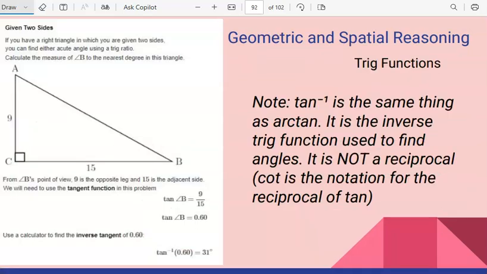Given two sides. If you have a right triangle in which you're given two sides, you can find either acute angle using a trig ratio. Calculate the measure of angle B to the nearest degree in this triangle. From angle B's point of view, 9 is the opposite leg and 15 is the adjacent side. We will need to use the tangent function for this problem. Tangent of angle B is equal to 9 over 15, opposite over adjacent.